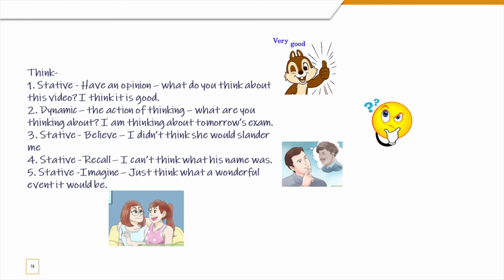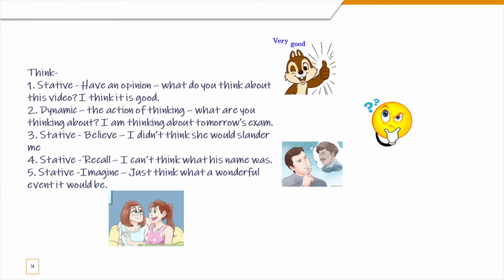The third one is a stative meaning, which is the same as believe. So when your beliefs are disproved, for example, you think someone would never slander you, someone would never talk against or behind your back. In that case, if they actually go and do backbiting and say bad things about you, you say, I didn't think she would slander me. I didn't think she would say bad things about me, for example.